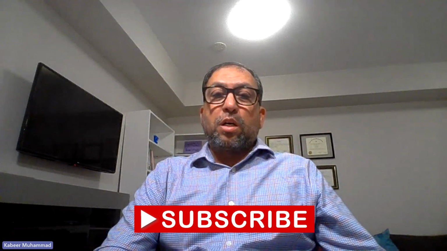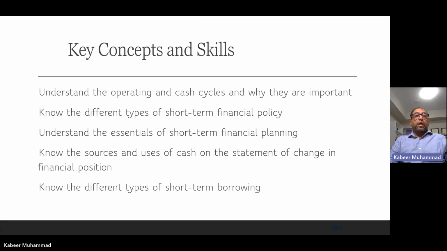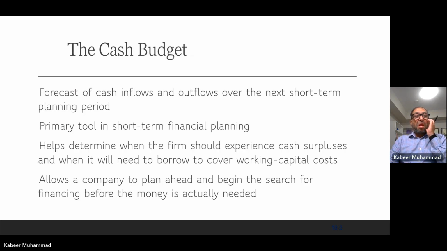Now we have to move on to the second part of this chapter, which is related to short-term financing and planning, part two. The main ideas we're going to talk about here, we already discussed, but here we are focusing on the cash budget. A cash budget is a forecast of cash inflows and outflows over the next short-term planning period. It can be 3 months, 6 months, or a year as well.